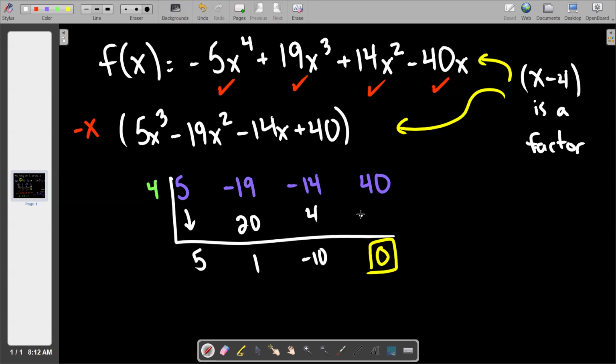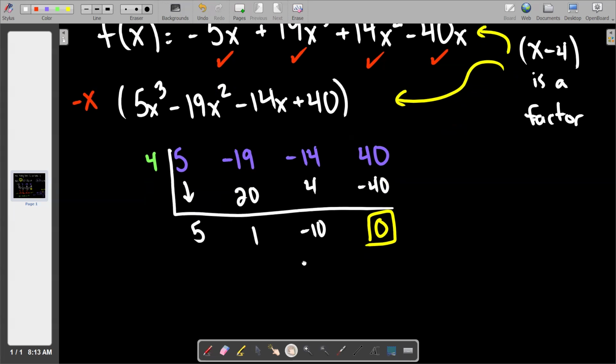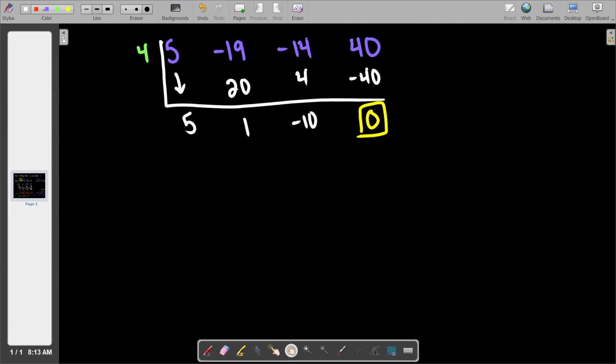And as expected, negative 40 gives us our 0. So the new twist to this problem was that I want you to now be aware that GCFs are back in play. So that'll be the case in this one, and it'll be the case in one more of our examples to come. So let's finish this off and make it official.